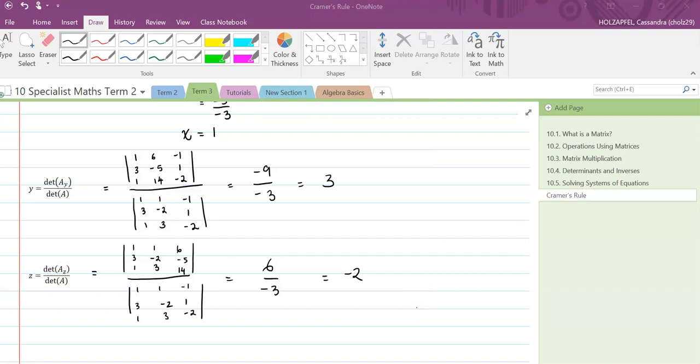So for our values, we have x is equal to 1, y is equal to 3, and z is equal to -2. What I would suggest now is going back and double checking using the back substitution method that we've used previously, just to check that these answers are correct. All right, so that's how we use Cramer's rule to solve systems of equations, in particular when we're looking at more complex 3x3 and larger systems.